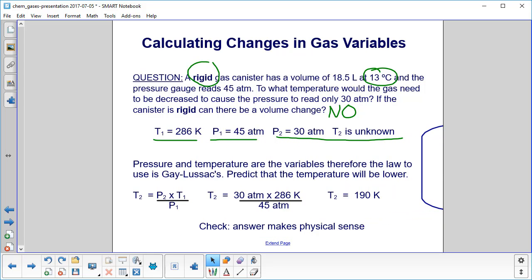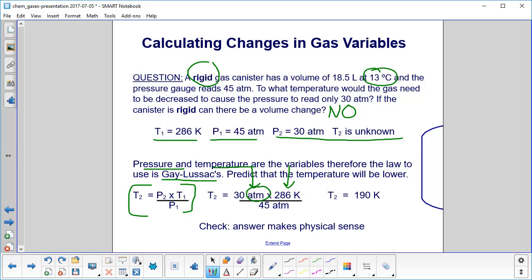So we use our three-step process. We find that pressure and temperature are the variables, so we want to use Gay-Lussac's law. And we're going to predict that the temperature will be lower because it's a direct relationship. Isolate the variables. Please isolate the variables. Now put the numbers in. You're most of the way home.